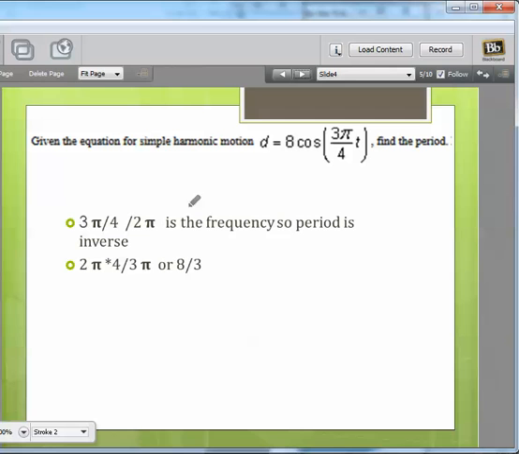Okay? So what we did there was I took 3 pi over 4, divided it by 2 pi. That's the frequency. So the period's the inverse. Flipped it over, used my math that I needed to use. That's 2 times 4. Pi's will cancel each other out. 2 times 4 is 8 over 3. That's how I got that information.